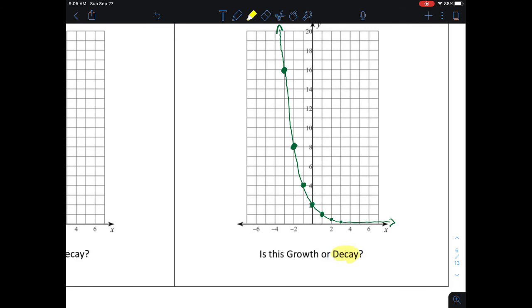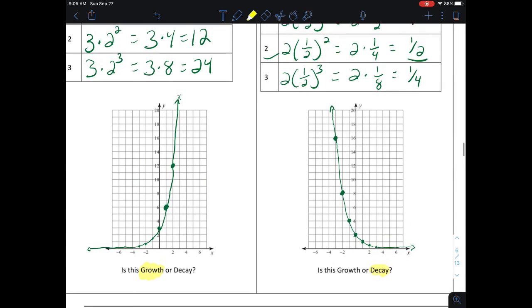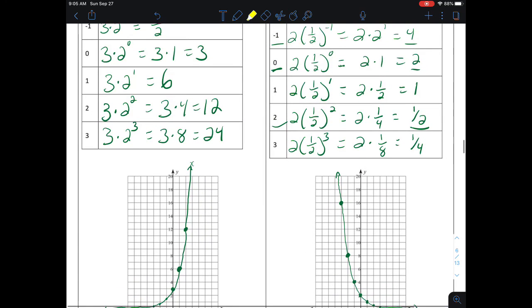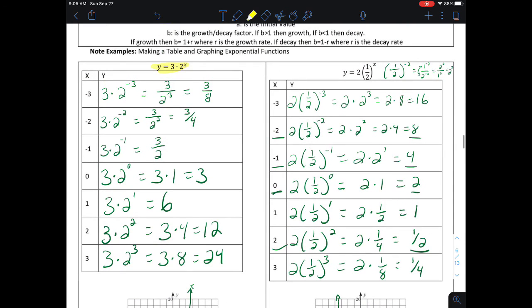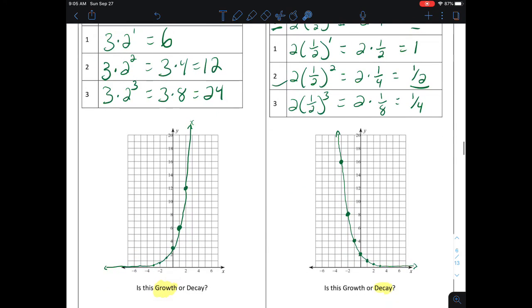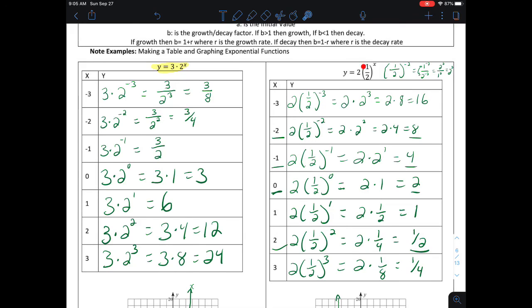Now we can also tell this. Notice the difference in the two equations. When we were growth on the left, the number that had the exponent was bigger than 1. And when we were decay on the right, the number that had the exponent is smaller than 1. So that's how we would tell this, just by looking at the equation.